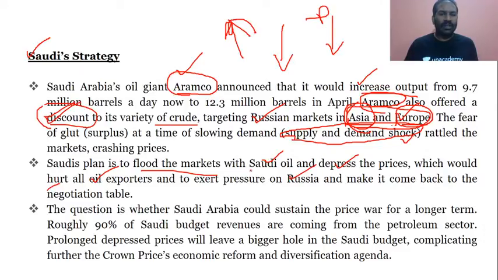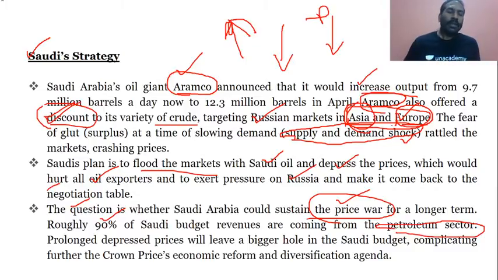And here, by making sure that it will go ahead with the increase and then discounts, and then flood the market, the question arises whether Saudi Arabia can really sustain the price war. So again, the keyword here is the price war, the global oil price war for a longer period of time. Why the question arises here is because 90% of the Saudi budget is coming from the petroleum sector. Please understand, again, from a prelims point of view: 90% of the Saudi budget revenue is from the petroleum sector.